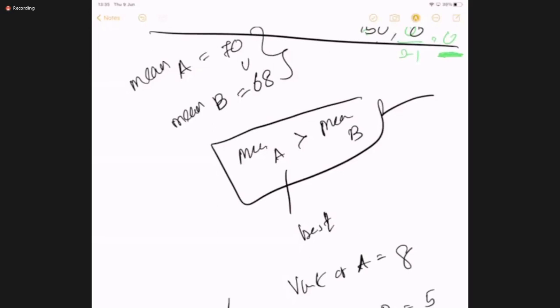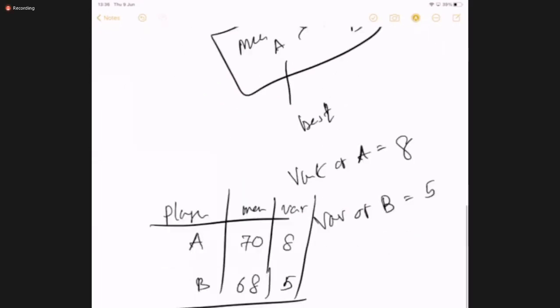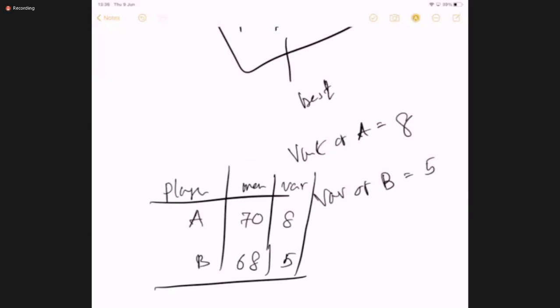I will summarize this data. A, B, mean, variance. Mean is 70, 68, and variance is 8 and 5. Now tell me which player is going to be the best player, player A or player B? You know about cricket better than me.